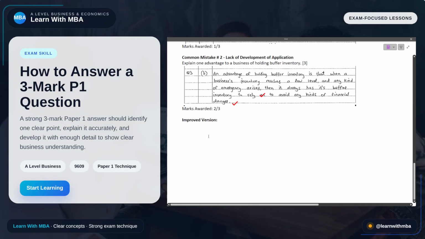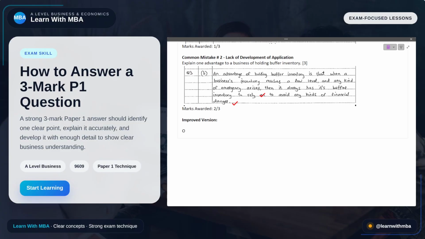So if I were to write an improved version of this, I would go something like this. I would say one advantage to the business of buffer stocks is that it helps business to continue operating if suppliers delay the supplies. So see, this is the first line which gets me my knowledge point, right?